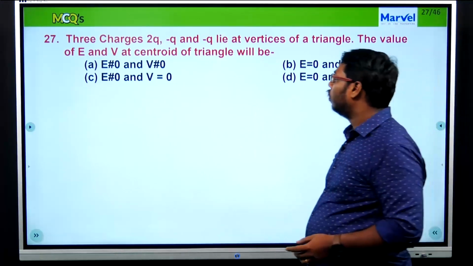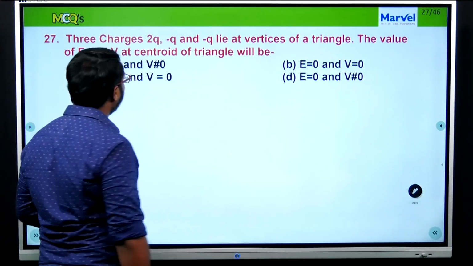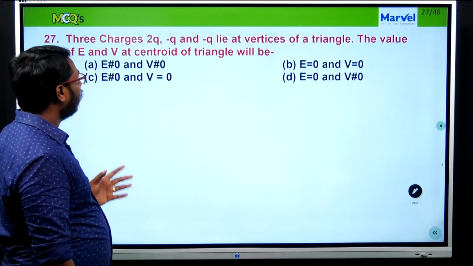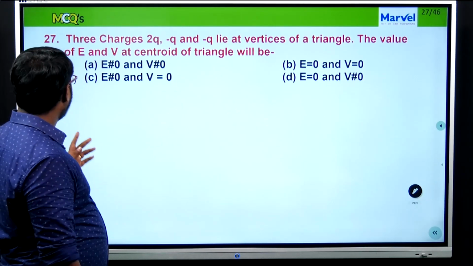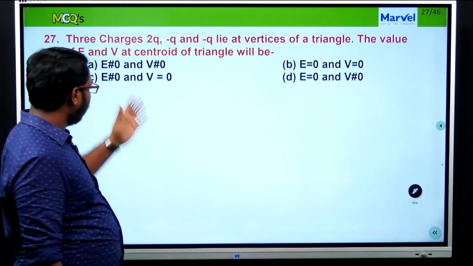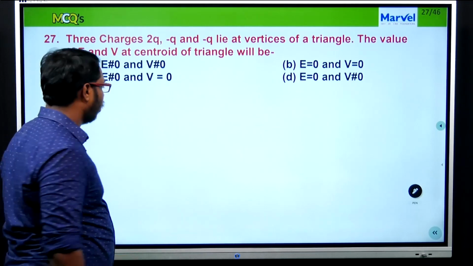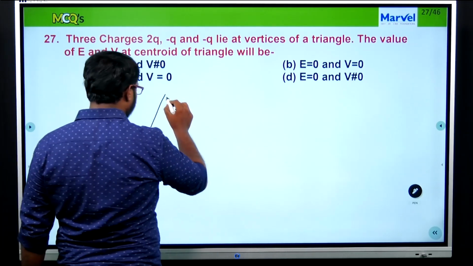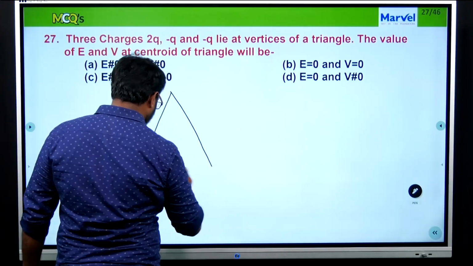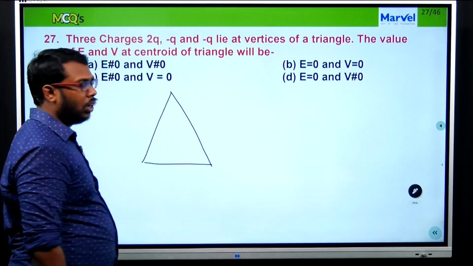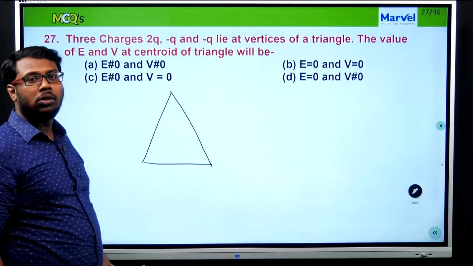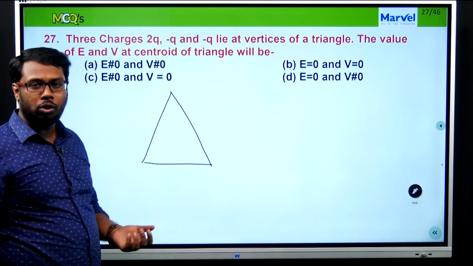Next question. Here we have three charges, 2q, minus q and minus q, which lie on the vertices of a triangle. What is the value of the E and V at the centroid of the triangle? E stands for the electric field and V stands for the potential. So what they want us to find is, we have to take an equilateral triangle and accordingly place the charges and say whether the electric field could be 0 or the potential could be 0 or which one is not equal to 0. So accordingly we have to choose the options.